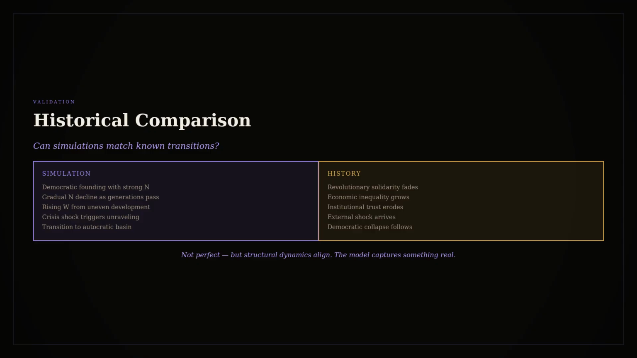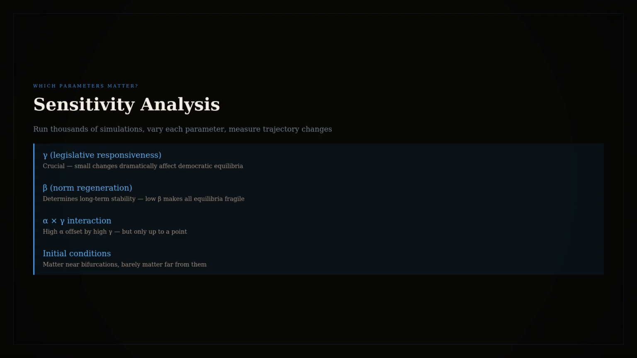This validation gives us confidence. The model isn't just mathematical fantasy. It captures something real about how political economies evolve. Not all parameters matter equally. Sensitivity analysis tells us which ones drive outcomes. We run thousands of simulations, varying each parameter slightly and measuring how much the trajectory changes.